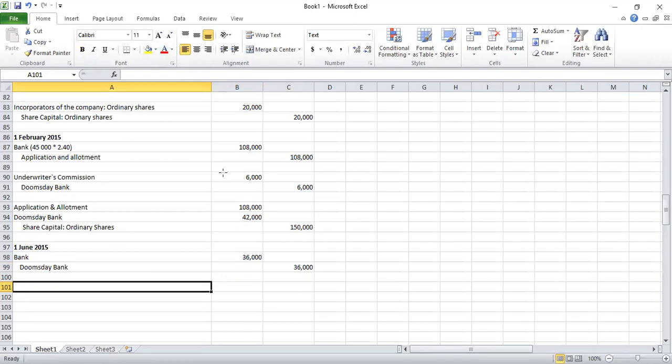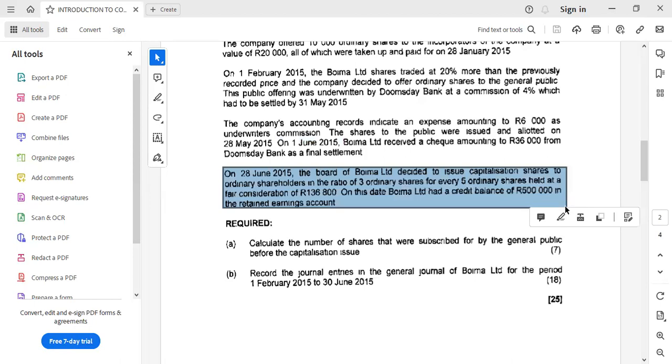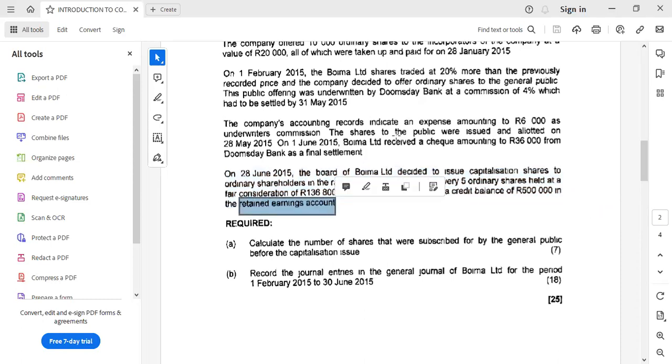Then on 28 June, the board of directors decided to issue a capitalization issue in the ratio of 3 shares for every 5 shares held at a fair consideration of 136,800. On this date, Boima Limited had a credit balance of 500 in the retained earnings. Right, a capitalization issue is an issue of shares to shareholders for free. The company can decide to issue shares to shareholders for free. So they are issuing these shares for free, but that amount is to come from retained earnings. Right, so debit retained earnings.